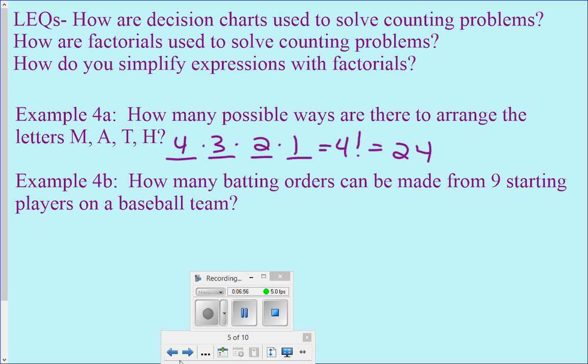Next, how many batting orders can be made from 9 starting players on a baseball team? Well, I am realizing that once a certain player plays, like goes first, they're not going to play again. They're not going to play second. So that means that we have 9 and then 8 and then 7, 6, 5, 4, 3, 2, 1. So that's 9 factorial. And 9 factorial is equal to what? 362,880.